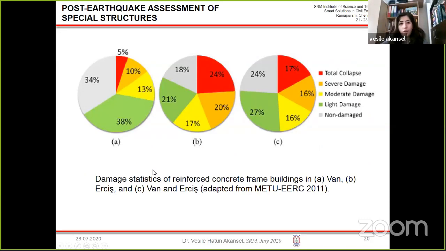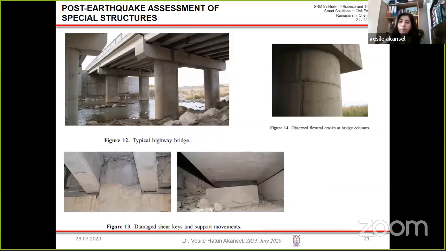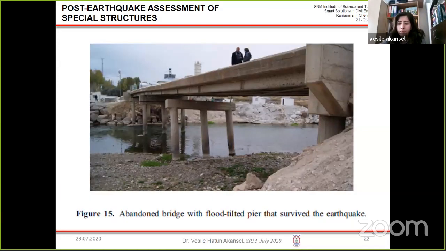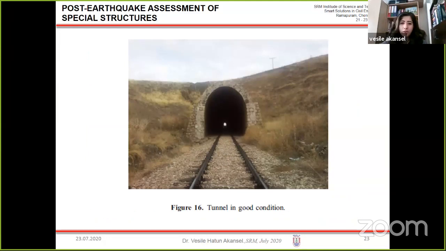And this is another figure for the damage statistics. You can check the paper. So we also look at bridges, historical structures, and special structures like tunnels. The first outcome of these observations was that the bridges in Turkey performed very well under this earthquake, okay? Of course, they have some damage, but it can be repaired, and it's not that severe, okay? There's no collapsed bridge in this earthquake. This is the most severe one. And the tunnel was in good condition, okay? This tunnel is also close to the epicenter.